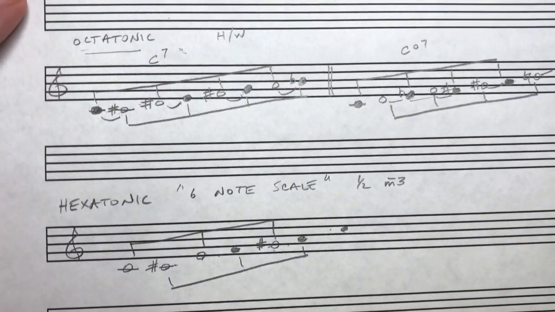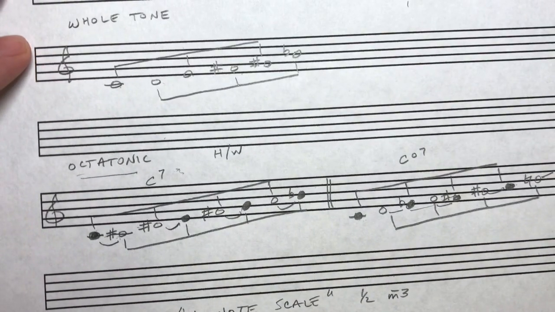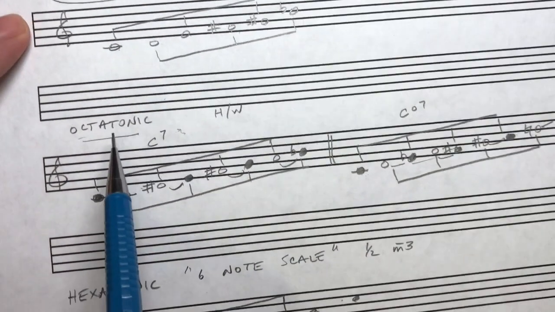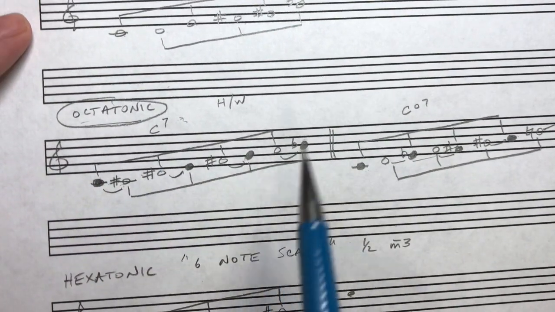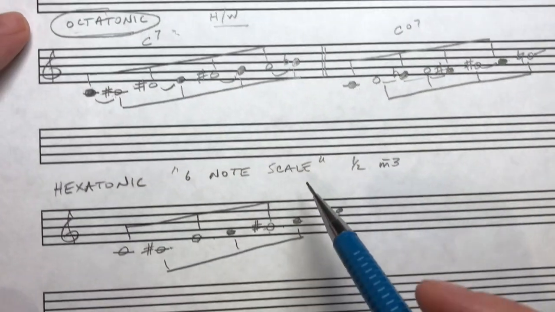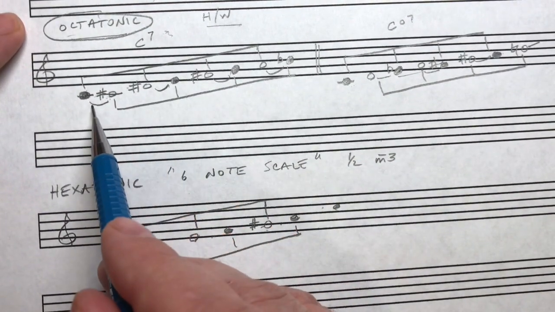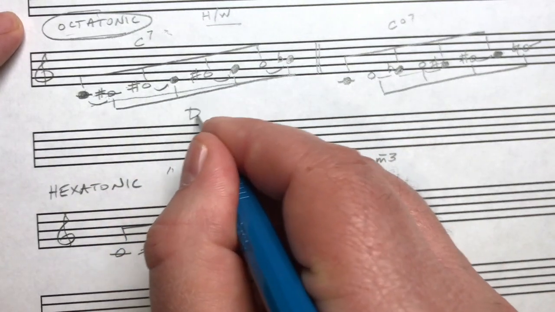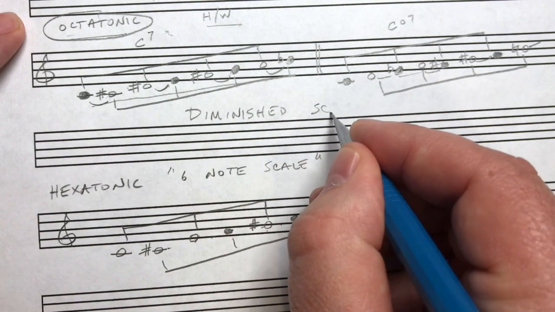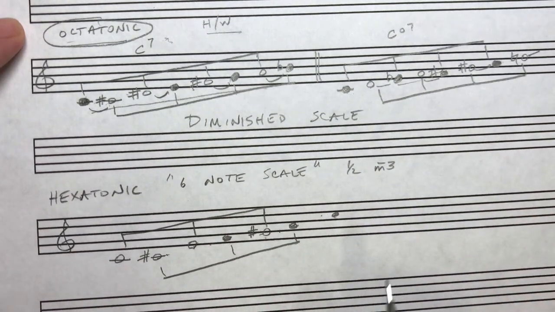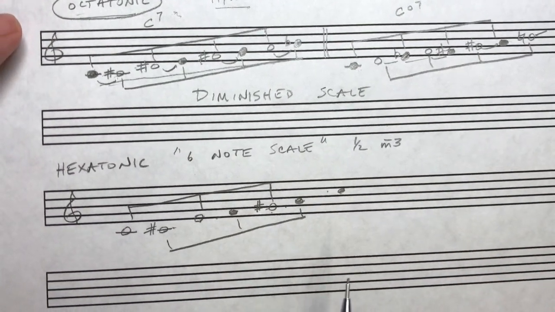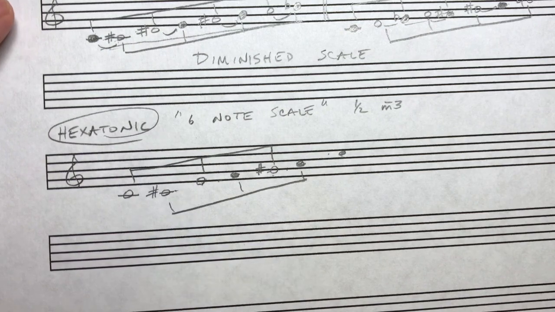So these are the 3 synthetic scales that I want you to think about: whole tone, the octatonic collection, which could either be half whole or whole half. This is also called a diminished scale by some, because of its two diminished seventh chords. And then the third is the hexatonic.